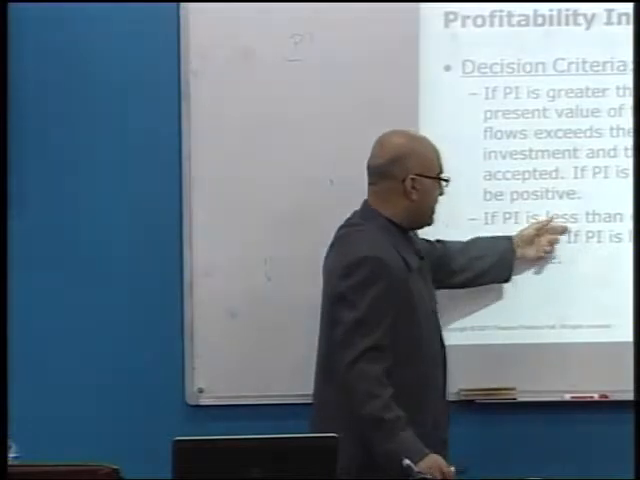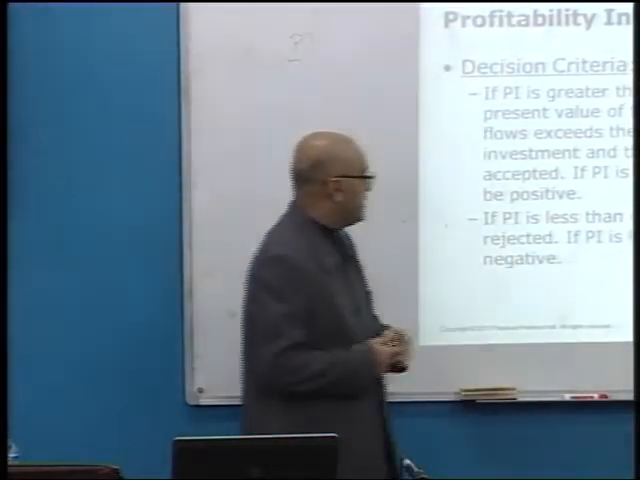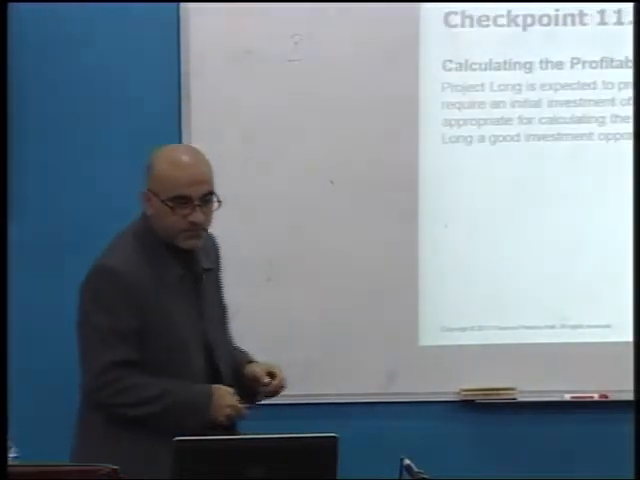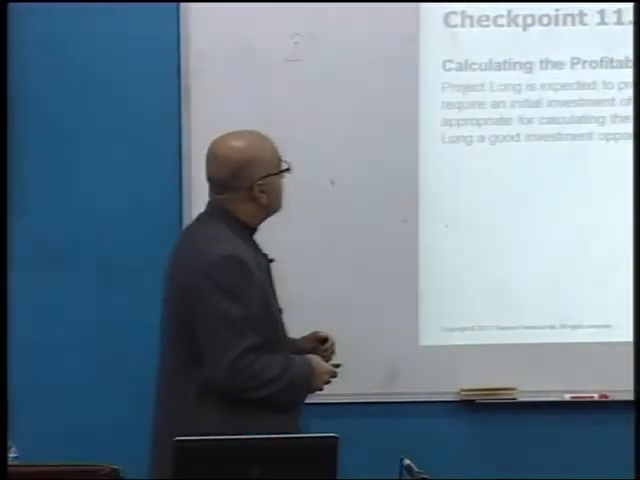So again, if the PI is less than 1, the project should be rejected. If it is less than 1, the net present value will be negative. Okay, we'll see this problem.